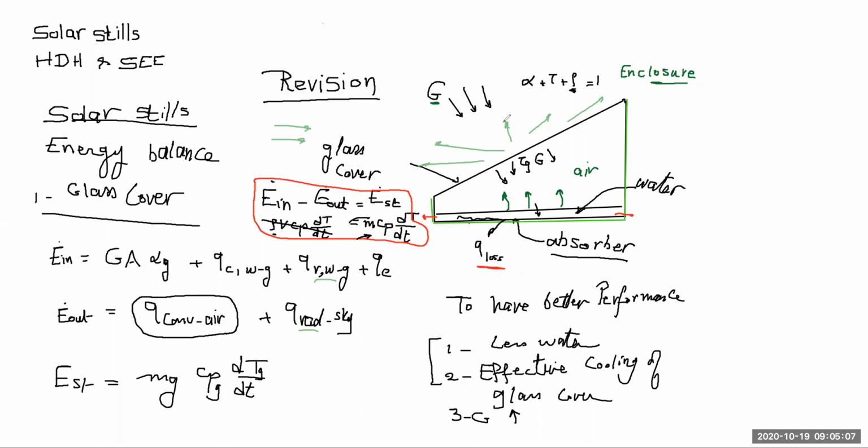Doctor, the first one for the effective parameter is the level of the water. Yes. Level of the water is number 1. All right. Followed by the effective cooling of the glass, number 2, and then 3 is the irradiation falling. Khalid?